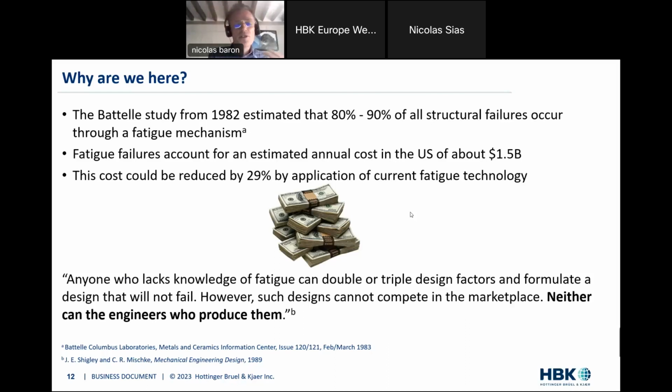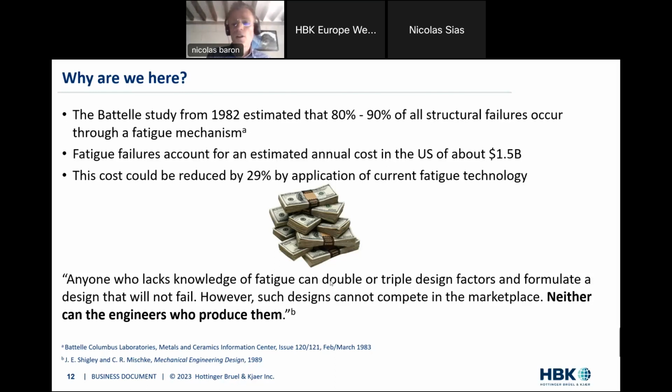Finally, we could just look back in the past. Look at this quote here, I like it. Anyone who lacks knowledge of fatigue can double or triple design factors and formulate a design that will not fail. So there is the idea of safety factor here, a margin of security. Even if you would not know anything about fatigue, you could design your products in a way that compensates for this little knowledge, and you could increase the size of your designs, have material choices that make it so that most probably it will not fail. That would be an option, and probably that used to be an option decades ago.